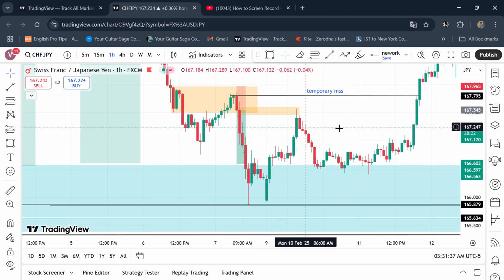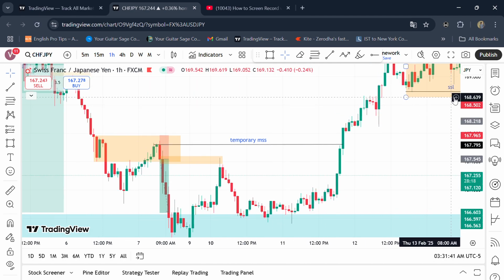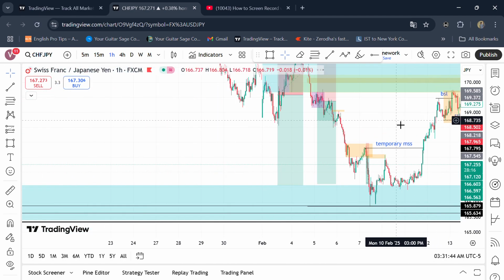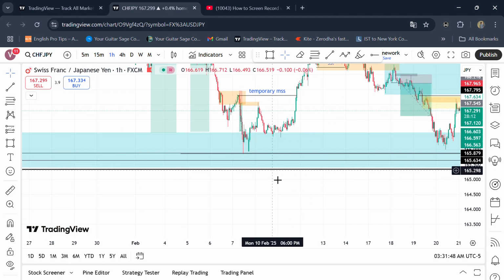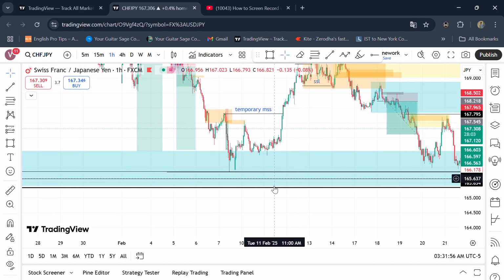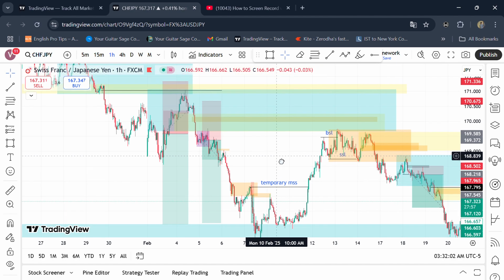Later, what happened? The market did a false market structure shift. Why did it do so? Because this POI, towards which the market is approaching, is a high resistance liquidity, and the market won't be able to reach there that easily. It needs more energy, more fuel.